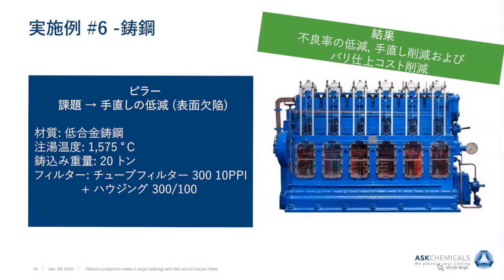Another case study, also steel, is a casting called Pillar. This is also a big one, 20 tons, low alloy steel. Here we also had to reduce the rework, and we could reach it by implementing four tube filters and housings of the biggest type. The effectiveness of the production of these castings increased, the rework could be reduced, and the fettling costs dropped greatly.